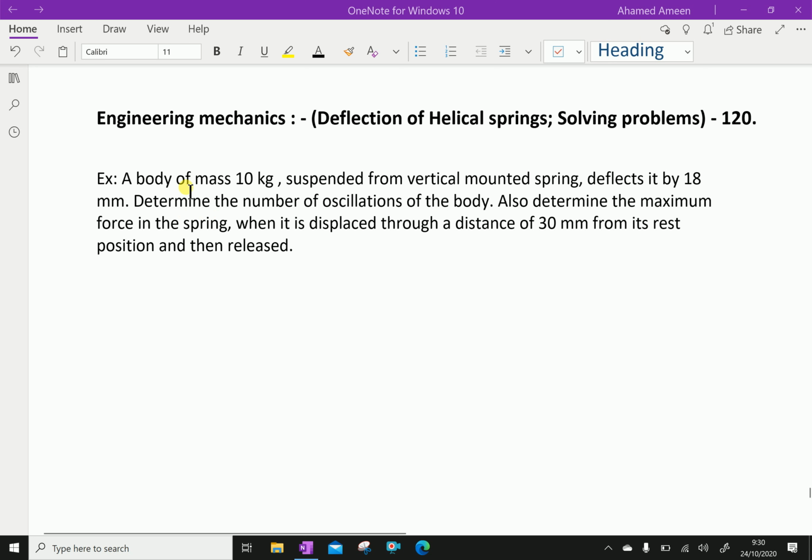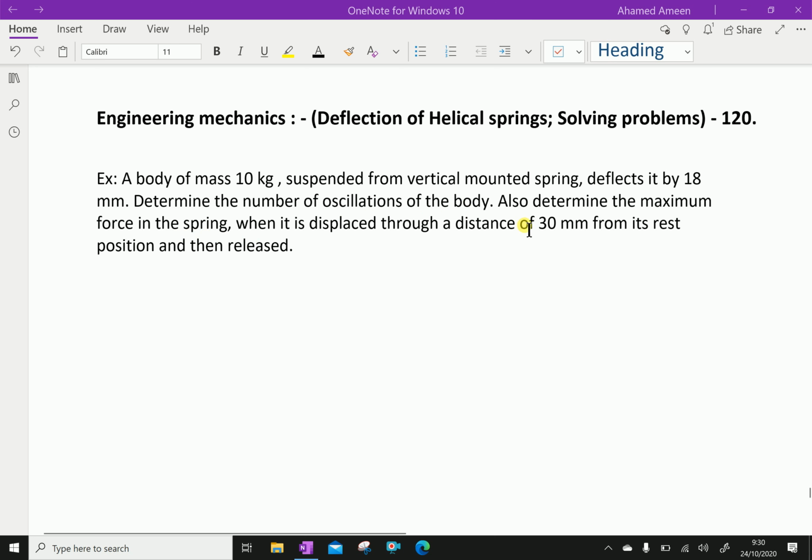Example: a body of mass 10 kg suspended from a vertically mounted spring deflects it by 18 mm. Determine the number of oscillations of the body. Also determine the maximum force in the spring when it is displaced through a distance of 30 mm from its rest position and then released. Here we'll write the given things first.